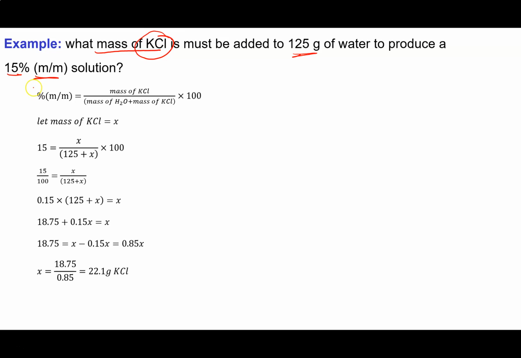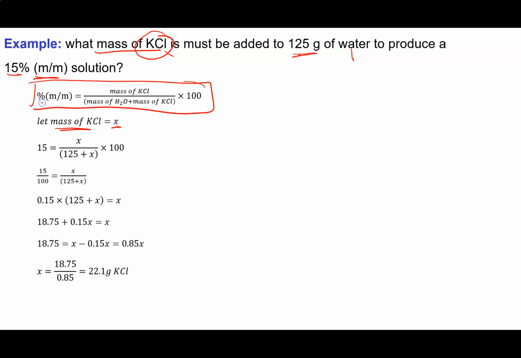So we're going to begin with our formula for percent mass on mass. It is mass of the solute, which is KCl, divided by the mass of the solution, which is the sum of the mass of both of the components. The solvent in this case is water, and the solute is KCl. And then you've got to times that by 100. So that's a lot to write out. We're trying to solve for the mass of KCl, so I'm just going to let that guy be X.